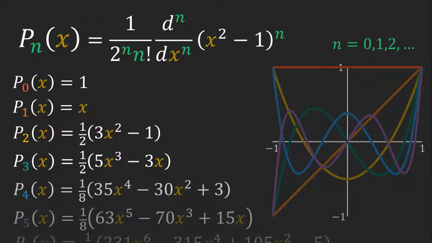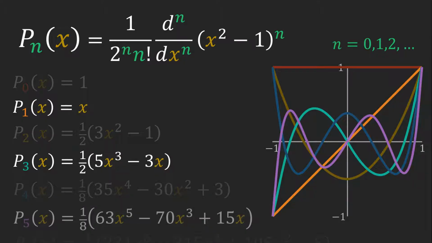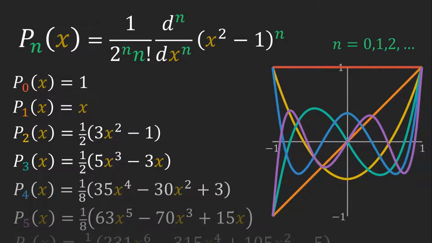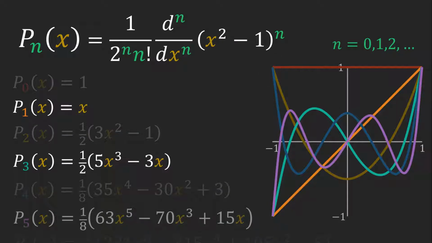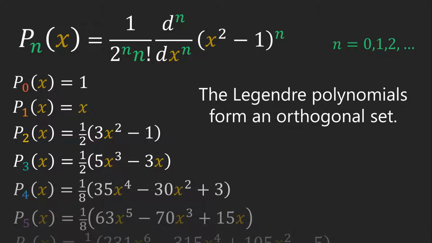Notice that the nth polynomial is of degree n, and that they alternate between being even functions and odd functions. If we look at the graphs, we can see that all of the polynomials pass through the point 1, 1, which means that the even ones pass through -1, 1, and the odd ones pass through -1, -1. What's more, these Legendre polynomials form an orthogonal set.